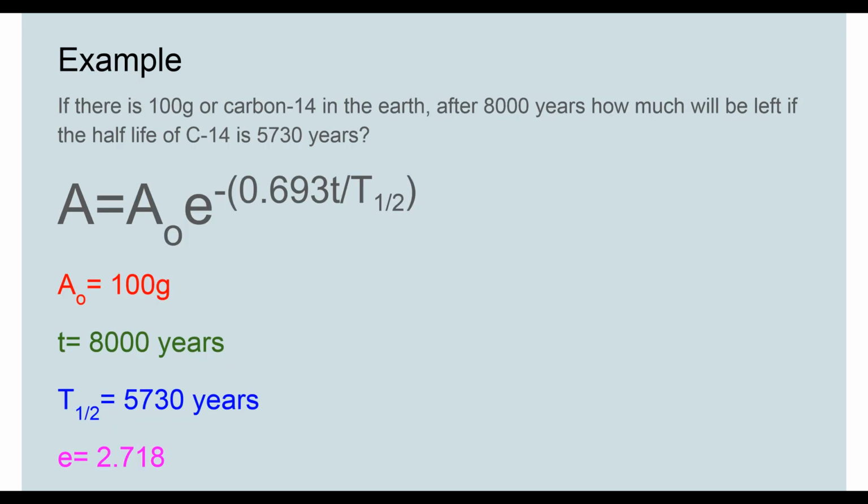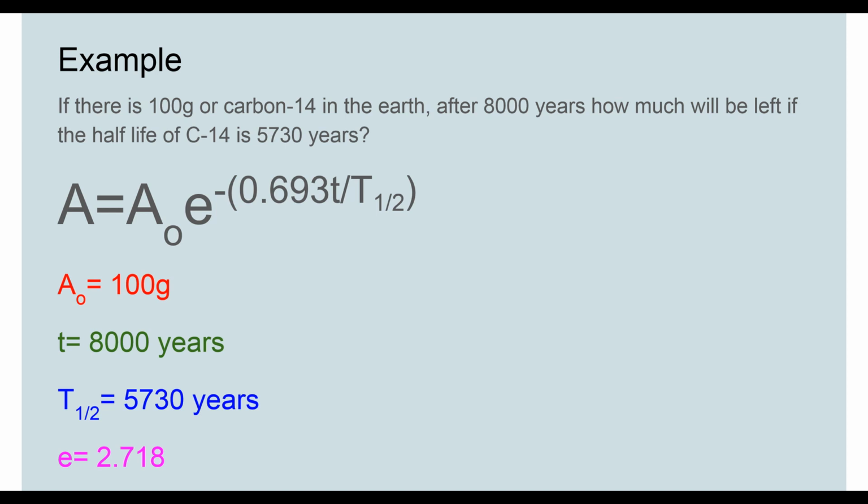Alright, so if we look at an example: if there is 100 grams of carbon-14 in the Earth, after 8,000 years, how much will be left if the half-life of C14 is 5,730 years? So that's a long half-life. That's why we use carbon for dating things. We can see how much of that particular isotope remains, and it can tell us how old something is very accurately. If you ever wondered, oh, we know that this is 3,000 years old, and you wonder, how do we know that?